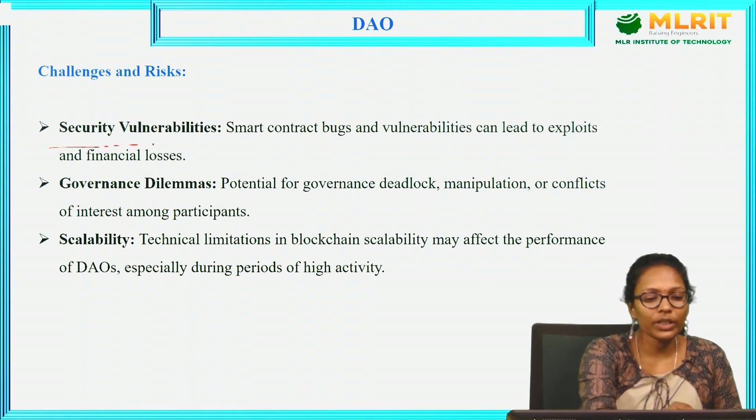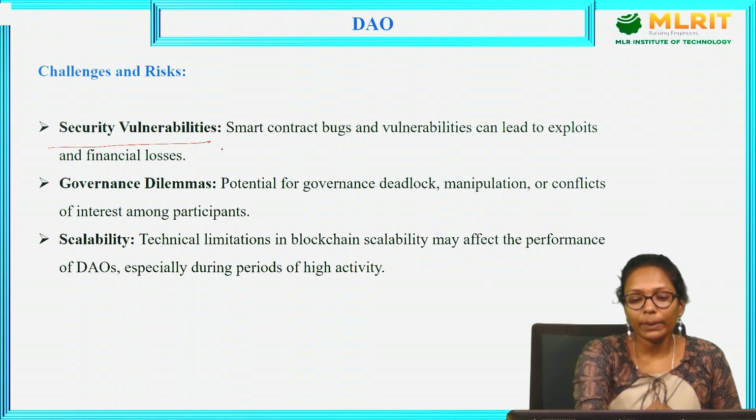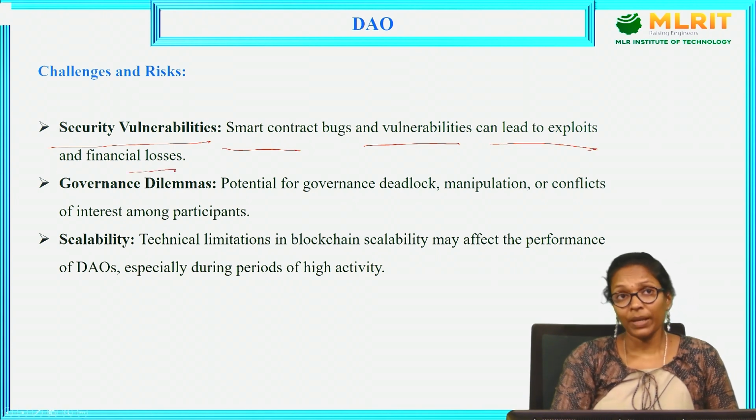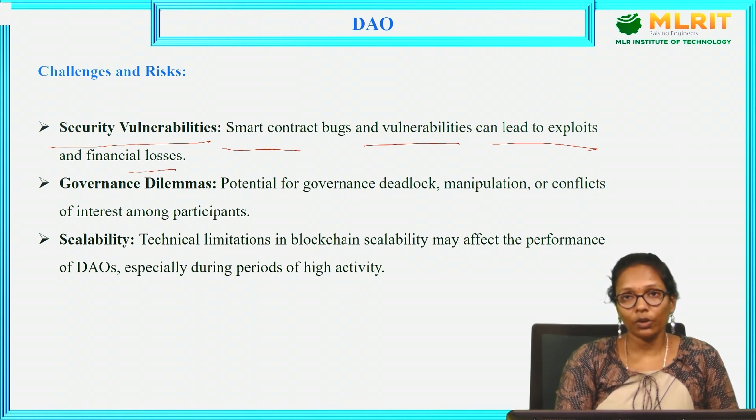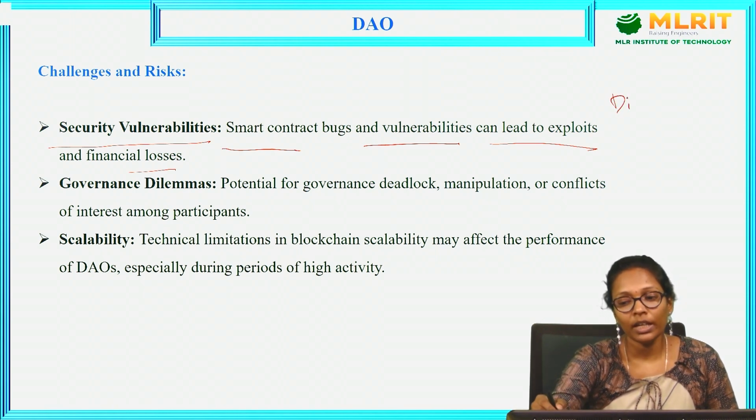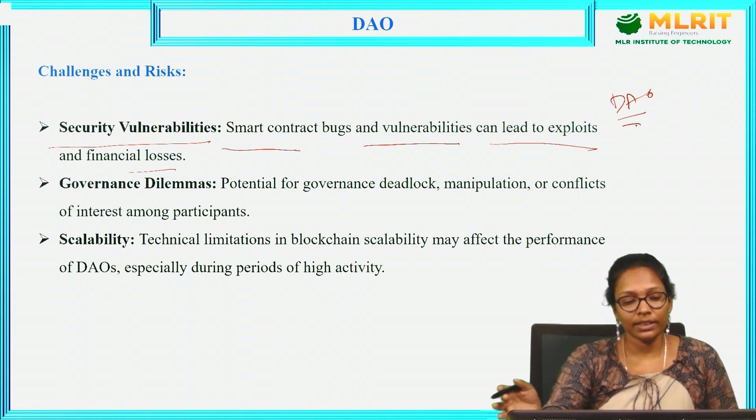So one is security vulnerability. Smart contract bugs and vulnerabilities can lead to exploits and financial losses. As we know, we are using smart contracts mainly in the DAO. So if we make any mistake in the smart contract code, if it has any vulnerability or security issues, that will affect the entire organization. Because of this smart contract only, in 2017 we got the DAO attack. That we will see in the next slide.